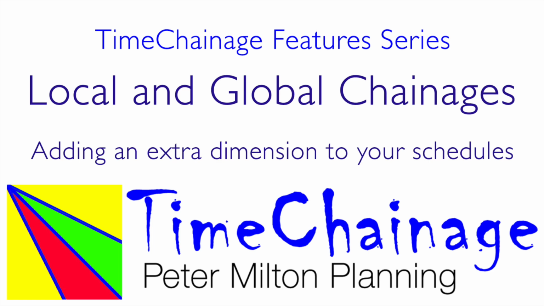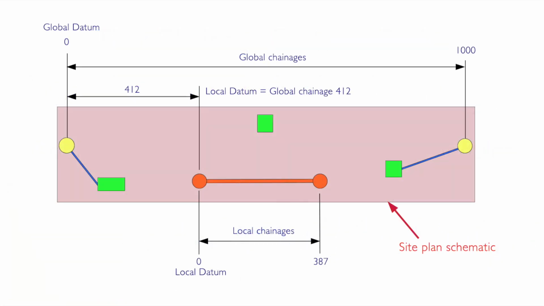This video is part of a series where I show you some of the more advanced features of TimeChainage, and today we will look at local and global chainages. This feature, unique to TimeChainage, can reduce the amount of work involved in planning and monitoring progress, as it simplifies the data we are working with. Let me explain. First of all, what do I mean by local and global chainages?